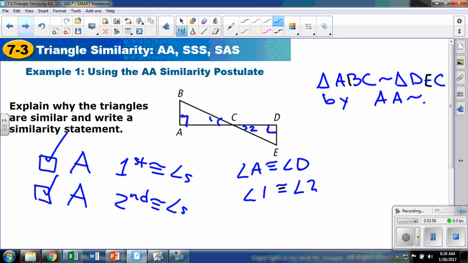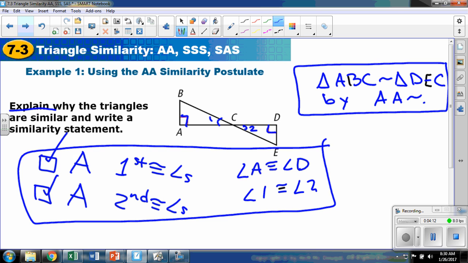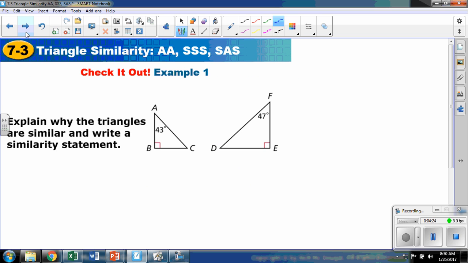If we are looking for an explanation or a justification, this is what we're searching for. If it asks us to prove, this is part of the details for a proof. Regardless, either way, you're still running through the thought process of searching out and completing our angle-angle checklist. So, why are these triangles similar? And write up a similarity statement.